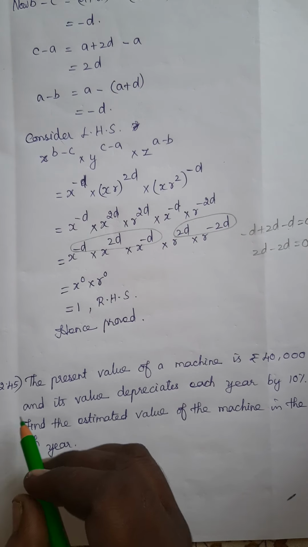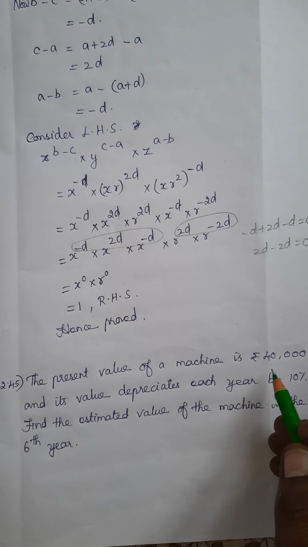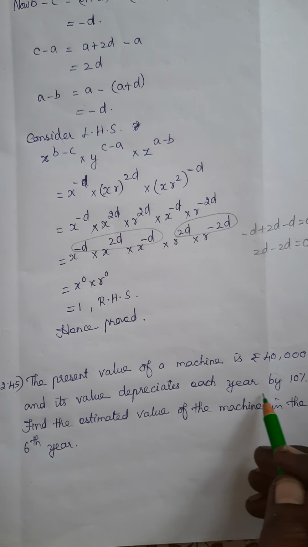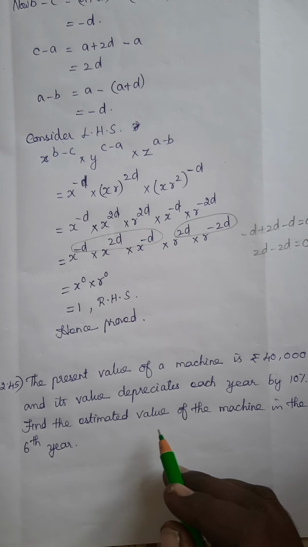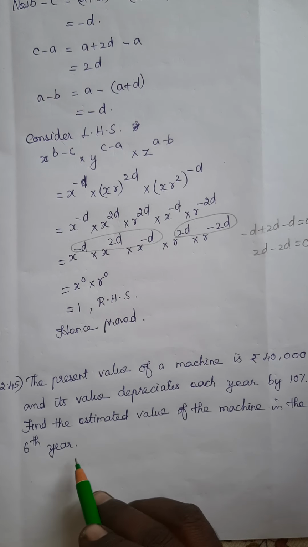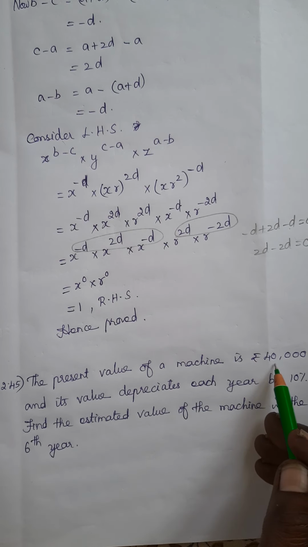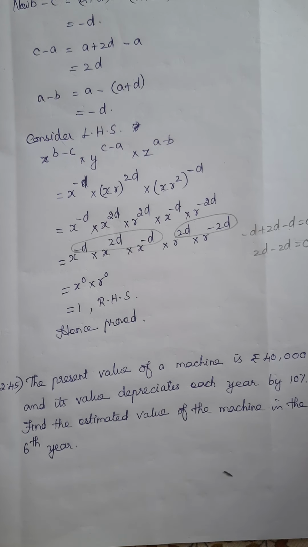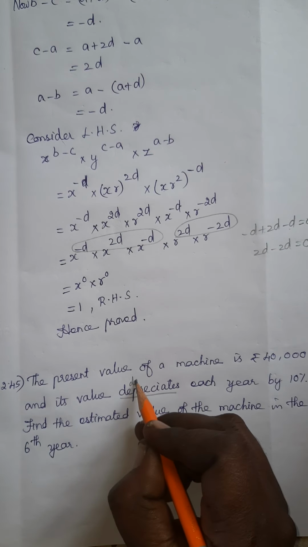Students, let us do example 2.45. The present value of a machine is rupees 40,000 and its value depreciates each year by 10 percent. Find the estimated value of the machine in the sixth year. Understood? So the present value means it is the first year value. Each year the value decreases. Depreciates means, as you studied in the 8th standard, it decreases.